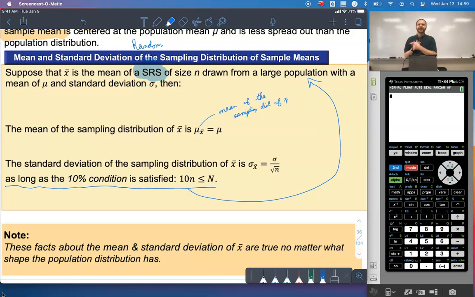But notice I've highlighted there on the bottom. These facts about the mean and the standard deviation of X bar are true no matter what the shape of the distribution is. So no matter what shape the distribution is, these are always true. And we're going to put that on hold, put it on the back burner, and we're going to come back to it later on in this video.